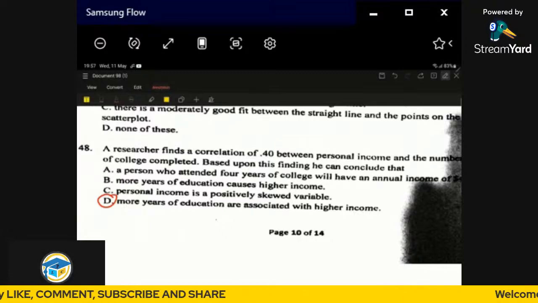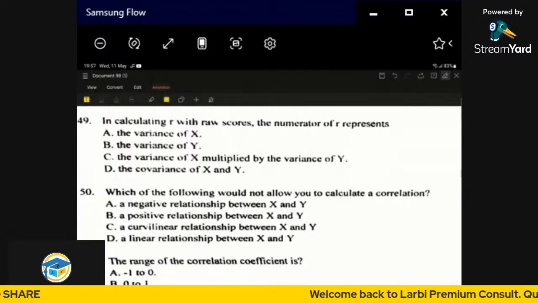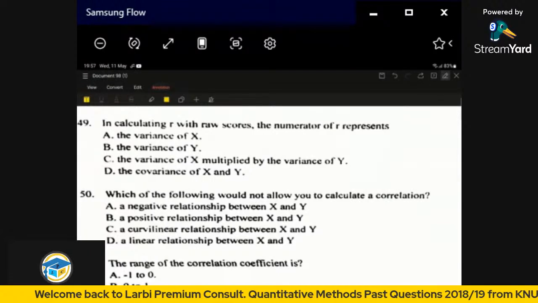As usual, if you have any question, you can drop it in the comment section and I'll respond to it. All right, let's move on to question number 49. In calculating R with raw scores, the numerator of R represents.